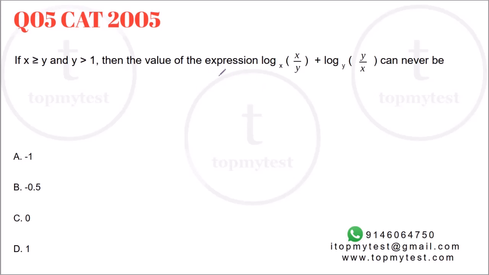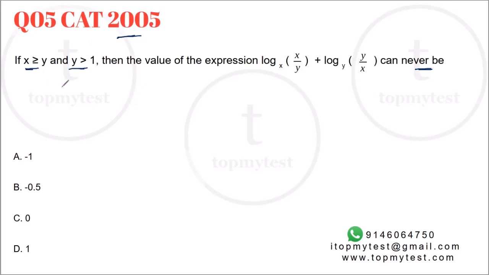Now, the last one is a tricky question. This came up in CAT 2005. Again, if you read past experiences of people, not a very easy paper over here. Okay, it says if x is greater than or equal to y and y is more than 1, what is the value of the expression log of x by y to the base x plus log of y by x to the base y? This can never be equal to which of these values? So we have 0, -5, -1 and 1.